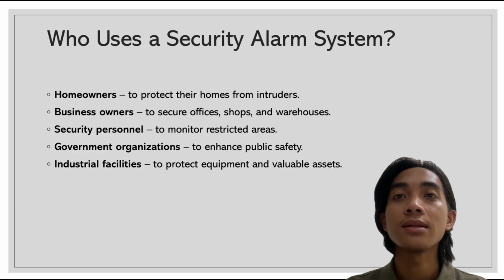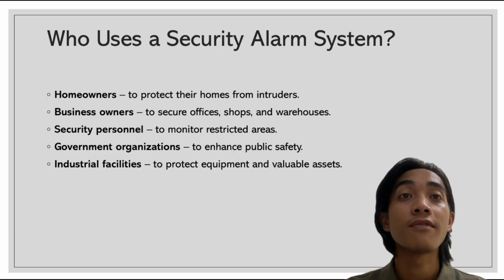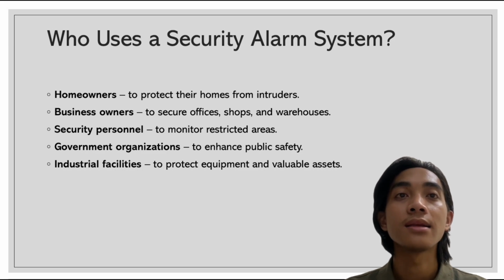The third point is security personnel, to monitor restricted areas. Security guards cannot be everywhere at once. By using an alarm system, it can act as an extra set of eyes and ears, allowing a small team to manage a massive facility. Point number four is a government organization, to enhance public safety.